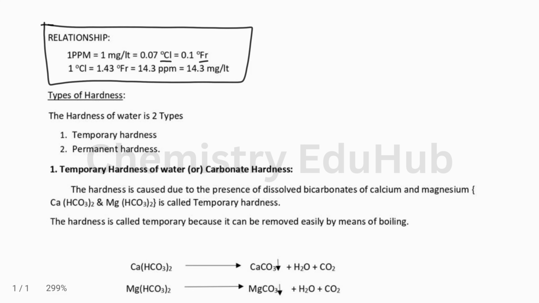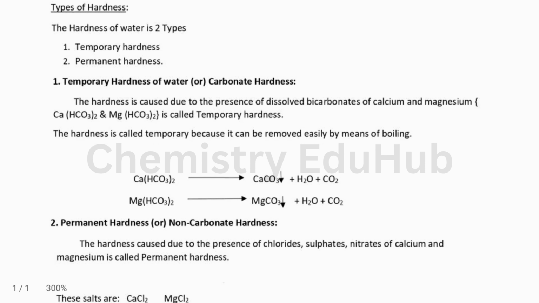Now let us see the types of hardness of water. As we've already discussed, hardness can be mainly temporary or permanent. Temporary hardness of water is caused by bicarbonates of calcium and magnesium. We have already seen the bicarbonate ion is HCO3 minus. Calcium and magnesium are both di-positive ions, Ca2 plus or Mg2 plus.